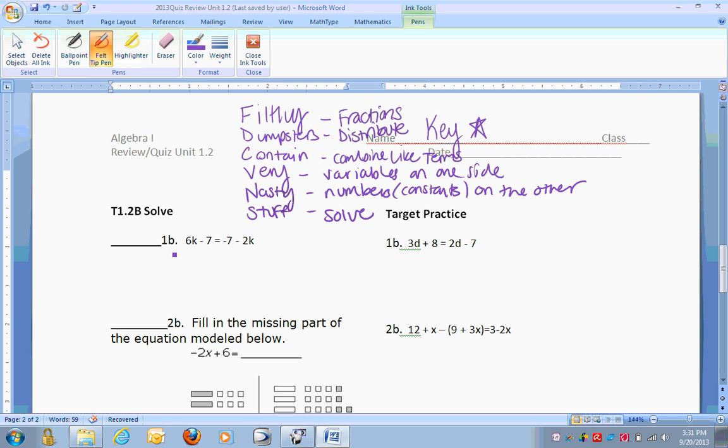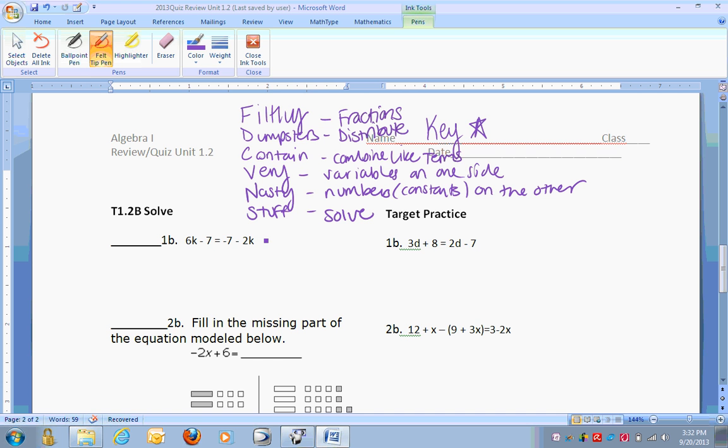Okay, so on number 1, we don't have any fractions and we don't have any parentheses, so we don't need to clear the fractions or distribute. When we look on the left-hand side of the equal sign, there are no terms to combine because 6 has a k and 7 does not. And on the right side, we don't have any terms to combine either.